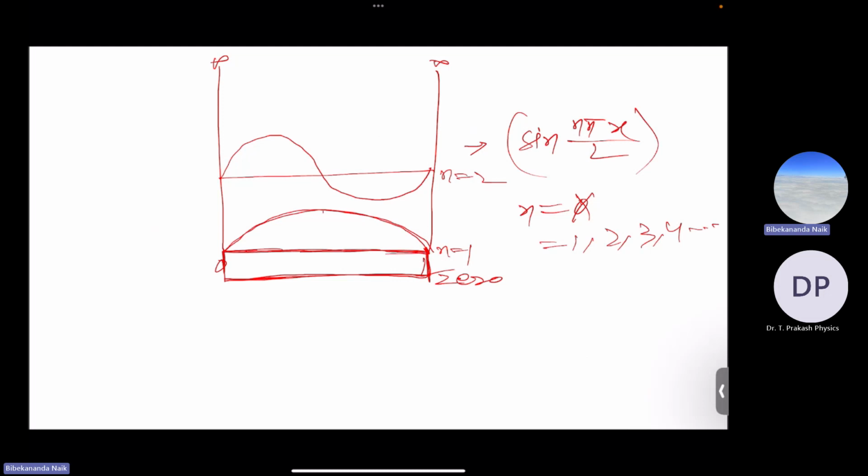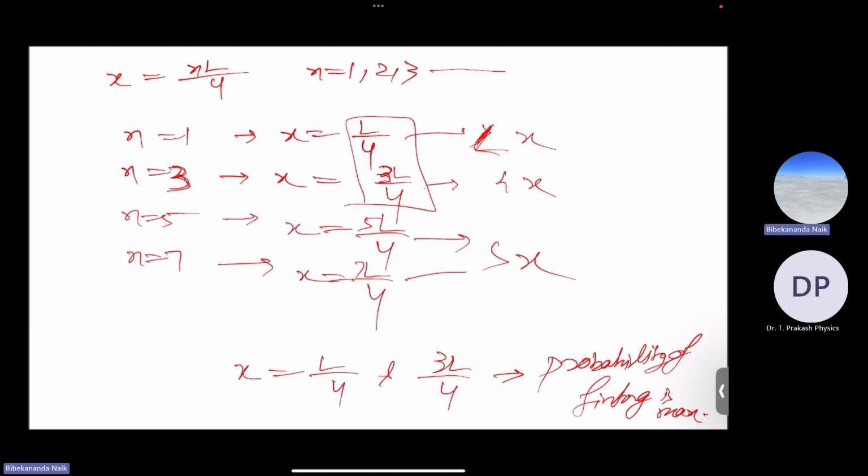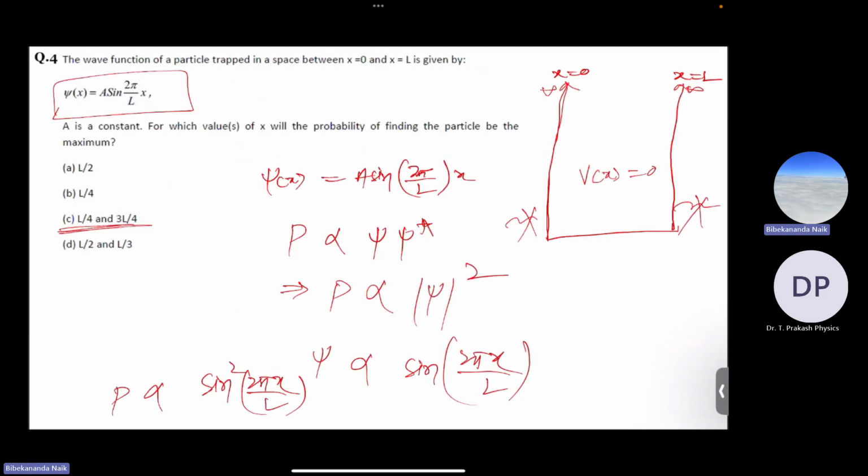You can clearly see for n equal to 1, the maximum probability is here, between 0 to L, at L by 2. But here the probability is maximum at 2 points, because the amplitude of the wave function is maximum at 2 points. This is L by 2, this is L. So this will be L by 4 and 3L by 4. These are the 2 points at which the amplitude of the wave function is maximum, or otherwise we can say the probability of finding the particle is maximum. So the correct answer will be L by 4 and 3L by 4. Is this clear to you?